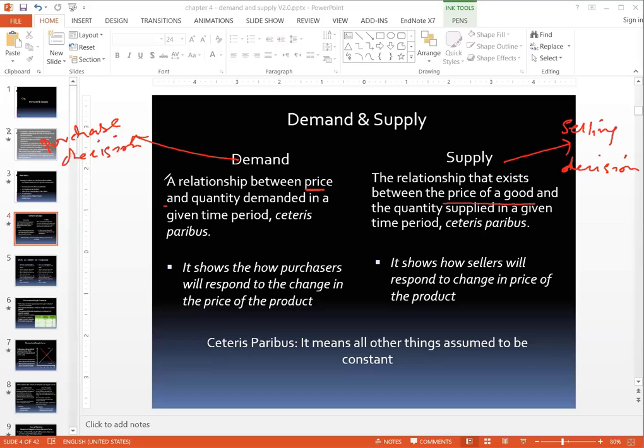So both are actually representing their relative agents. Demand is representing the customer or household, HH. Supply is talking about the seller or firm. They are different agents, but for both, price is common. Demand talks about the purchase decision and the price, and supply talks about the selling decision and the price. So this is demand and supply. Let's go to the next slide for more details.